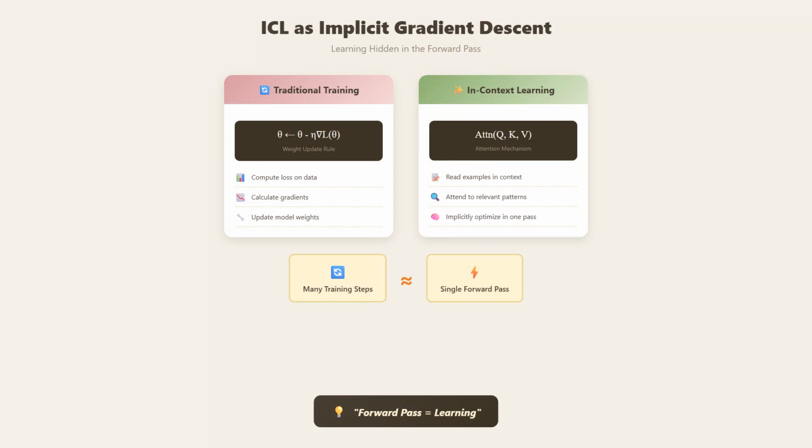The key insight here is that many training steps might be equivalent to a single forward pass in a large transformer. The model learns during pre-training how to perform this implicit optimization. It's essentially solving a learning problem within the inference step itself. Forward pass equals learning. That's the profound implication of this theory. This brings us to an even more intriguing concept, Mesa-Optimization.